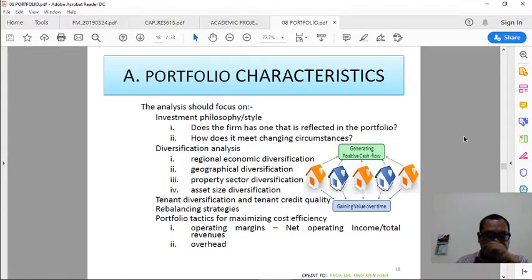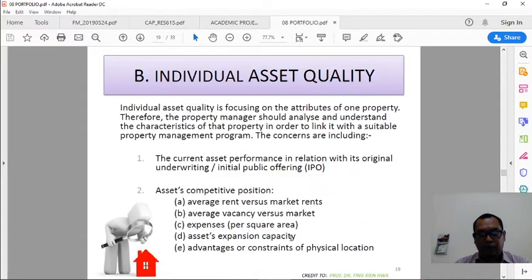Okay, so diversification analysis also is by looking at regional economic diversification, the geographical diversification, the property sectors, whether you invest more on residential or commercial or even industrial or even agricultural. You must try to diversify and manage them as properly as you can. Okay, asset size diversification, trying to find out the operating margins, the overheads.